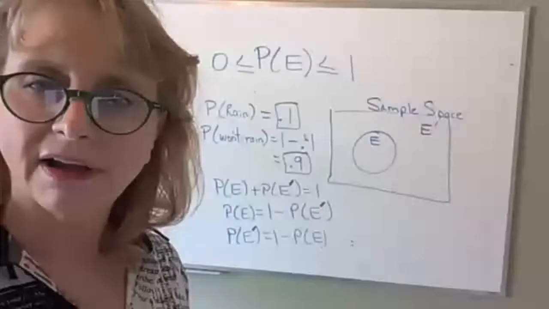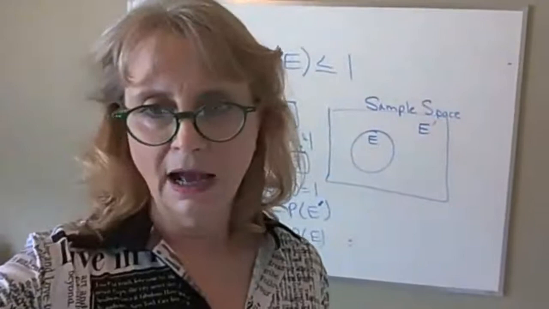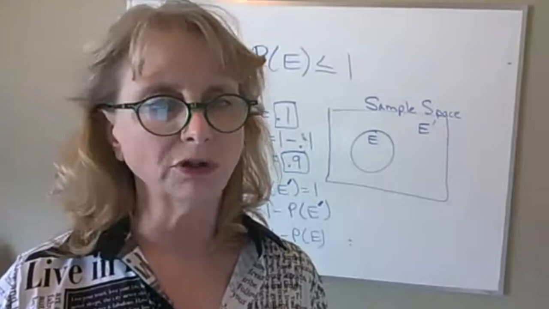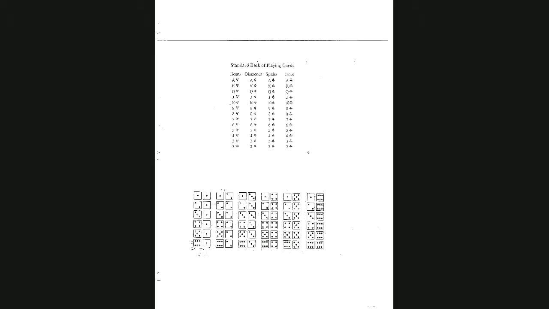I have a couple of things, and I understand if you need to go, but this is the sample space handout that's in your lesson Unit 2 folder, and it shows the whole sample space for a deck of cards and for rolling two dice. So that might come in handy. You might want to print that out to use on the test.